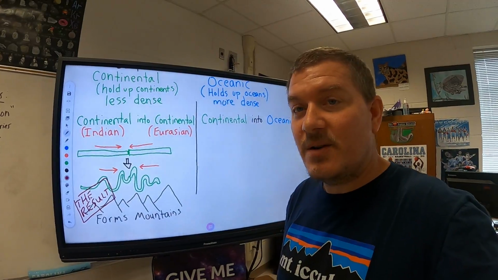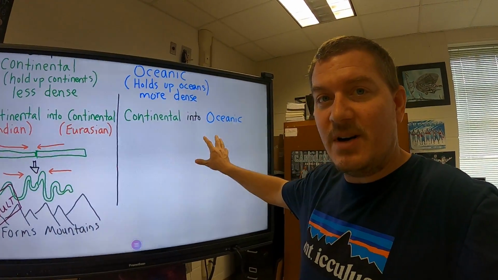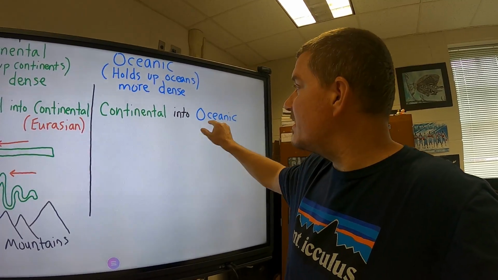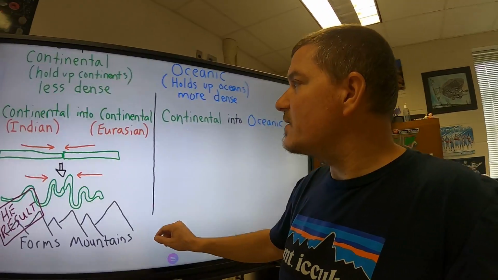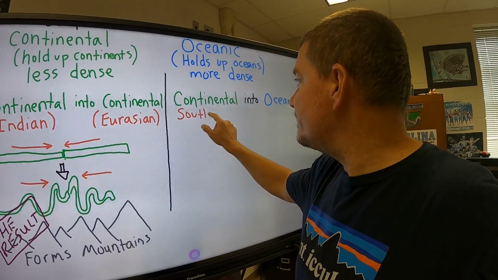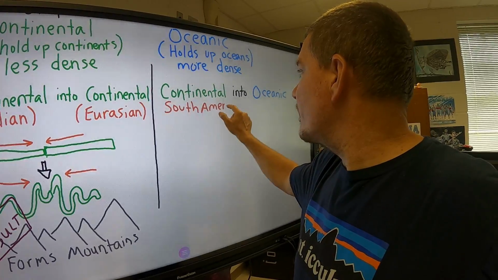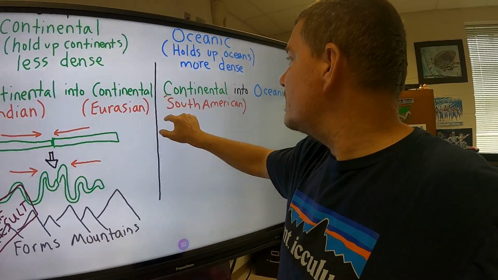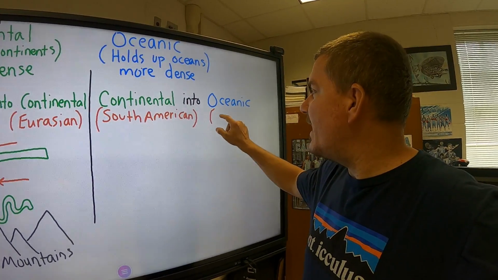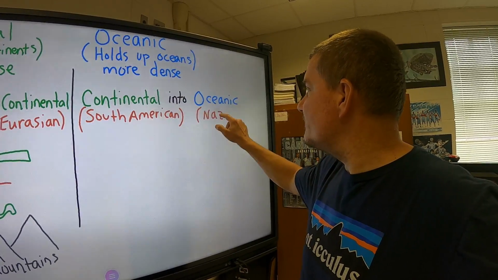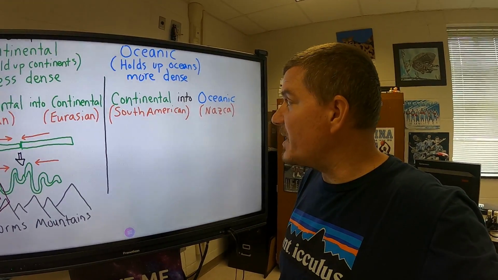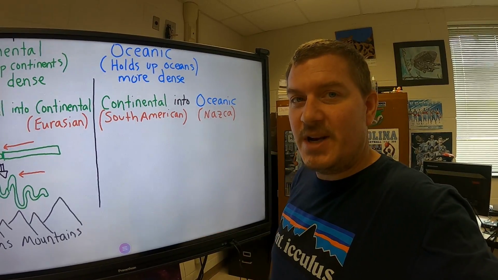So if we go back to our notes, we're going to now transition to another type of interaction at a convergent boundary between a continental plate and an oceanic plate. So our example here, we're going to have the South American plate. South America is a continent, so we've got a continental plate there, and the Nazca plate, just off the western coast of South America, but the Nazca plate is oceanic.